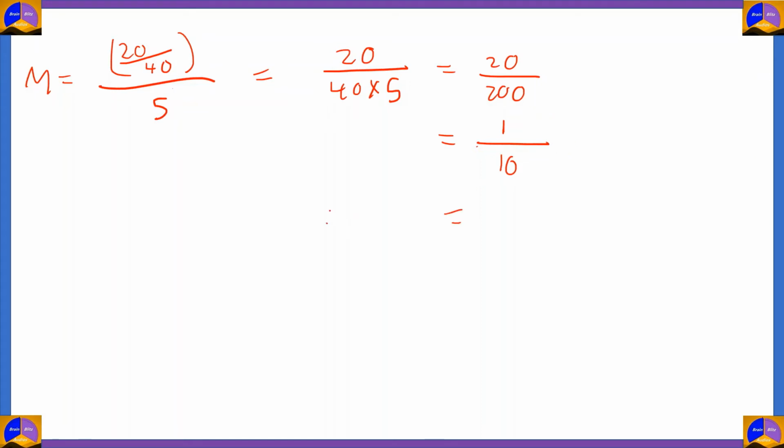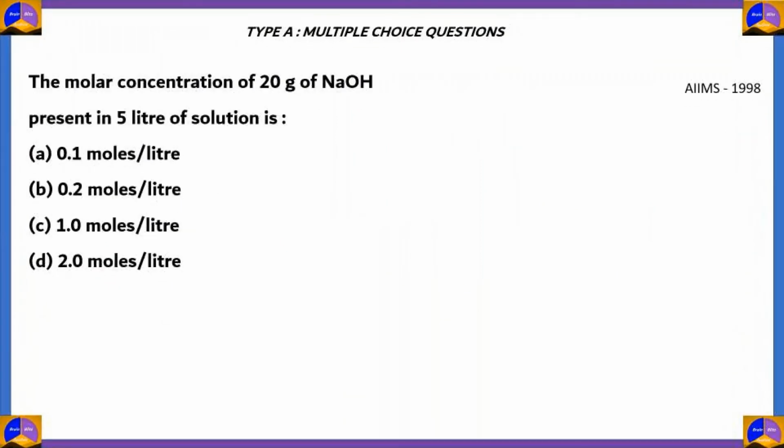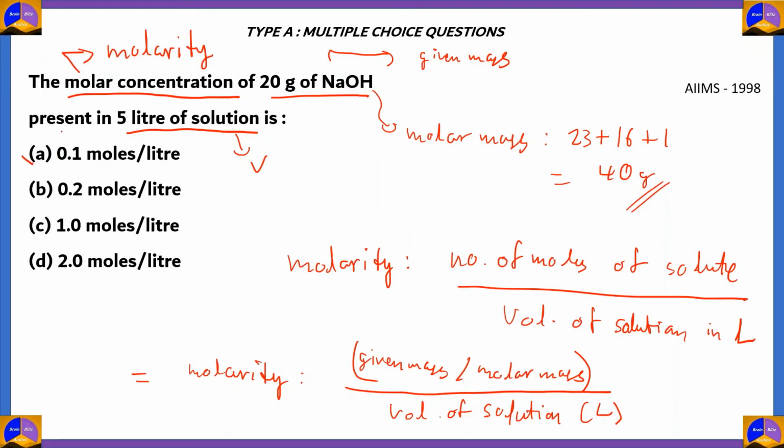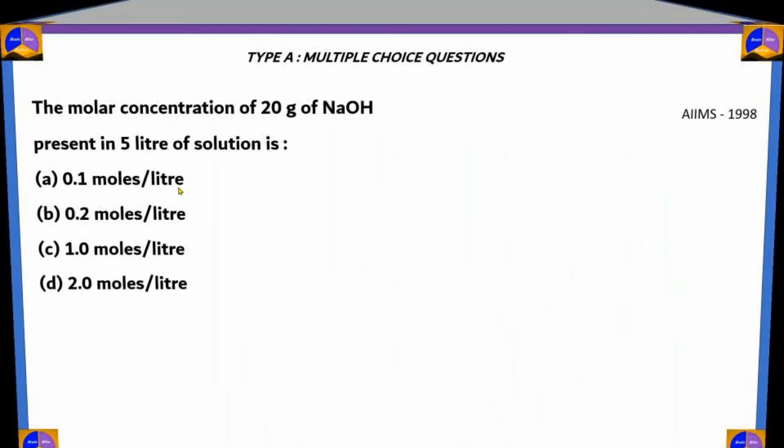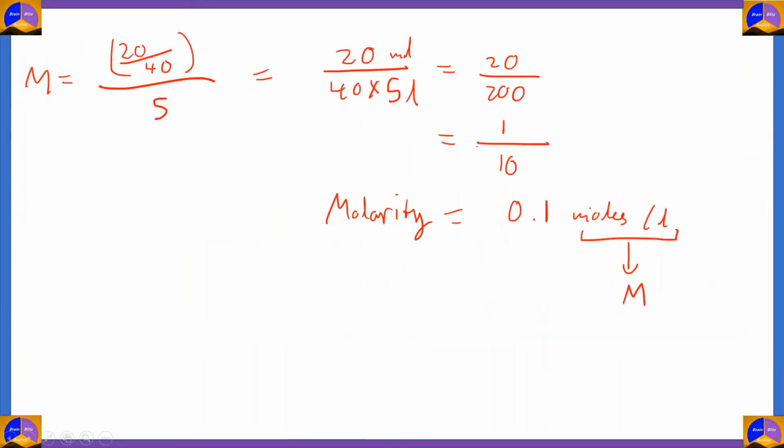So the molarity will be equal to 0.1. And since it's the number of moles per liter, we'll get it as moles per liter. And this unit is also expressed as molar, which is denoted by capital M. Therefore, the right answer for this question is option A, 0.1 moles per liter. And we got that after calculating for molarity. Molarity is number of moles of solute divided by volume of the solution in liters.